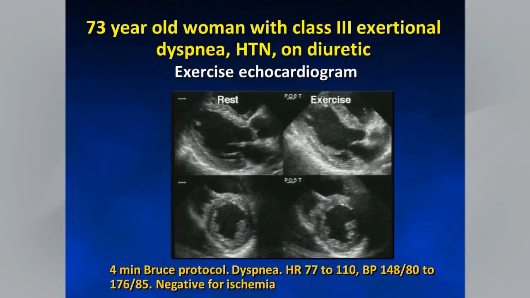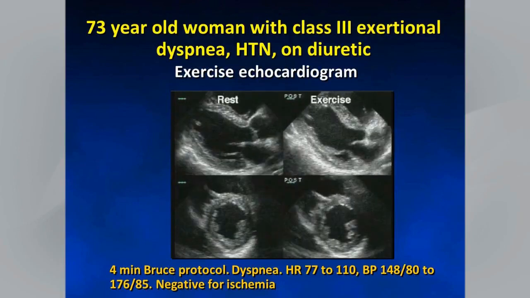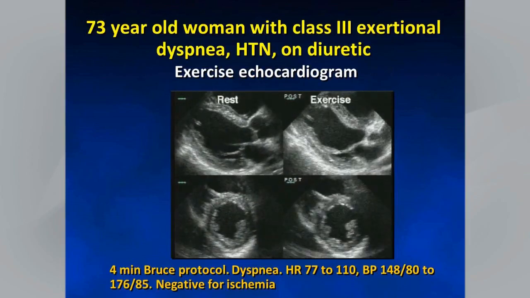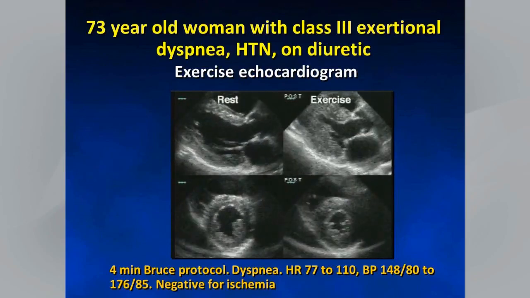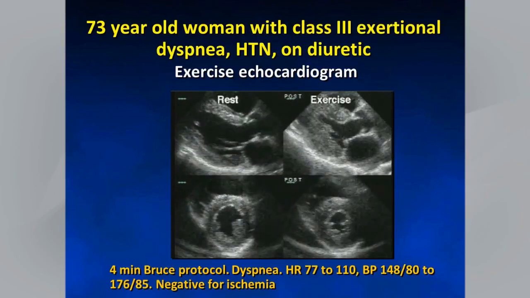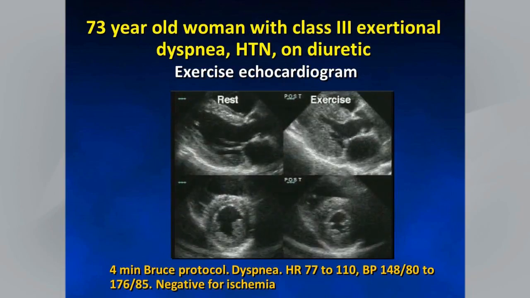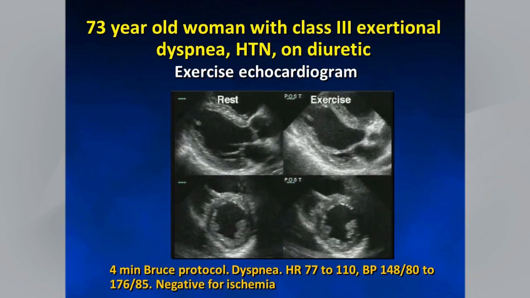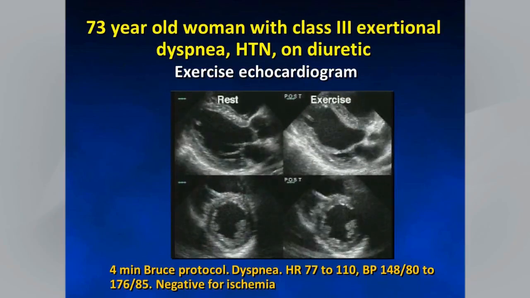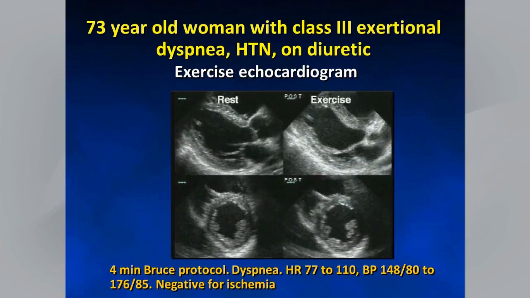Now here's a clinical example from our practice. This is a 73-year-old woman with very significant class 3 exertional dyspnea. She had a history of hypertension for which she was taking a diuretic. Here are the images from her exercise echocardiogram, and you can see that this looks normal. There's a nice increase in ejection fraction with the stress of exercise. She exercised for 4 minutes of a Bruce protocol, stopped because of shortness of breath. Her heart rate and blood pressure responses were satisfactory. Blood pressure was a little bit high to begin with at 148/80.